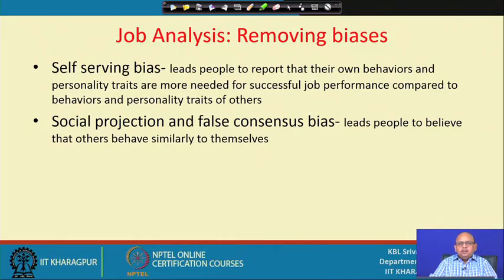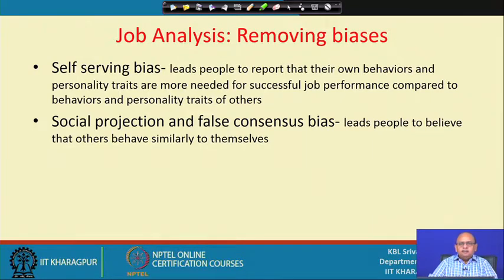So, basically you are going to propagate yourself more when you conduct this job analysis, and that should be avoided. Okay. Now, you should also think that you should not assume people are similar to you, because that is not possible. Each person is different, so they are going to behave differently. So, this kind of false consensus should not be there and you should not project it.